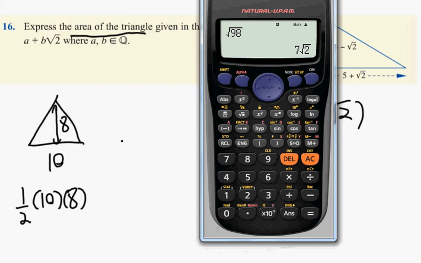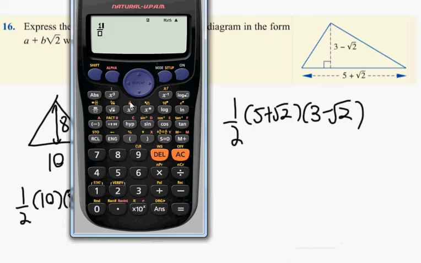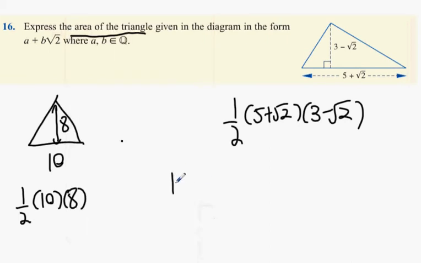Once again, I can just go over here and go, okay, a half, and then, a half, and then type in what's there. 5 plus root 2, and then 3 minus root 2. Okay, and then close it up. And I get 13 minus 2 over root 2. Now that's interesting, right? So let me show you this here. 13 minus 2 root 2 all over 2.